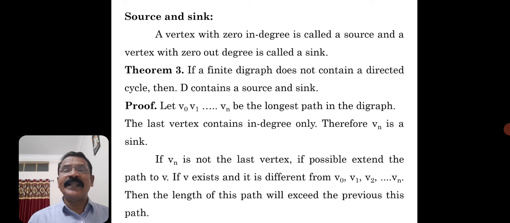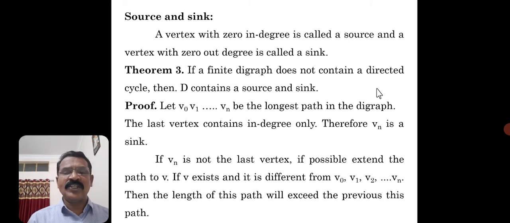Source and sink we have already recalled. A vertex with 0 in degree is called a source, and a vertex with 0 out degree is called a sink, because only in degree is there but out degree is 0 in case of the end vertex. So that's why the last vertex Vn will be a sink.